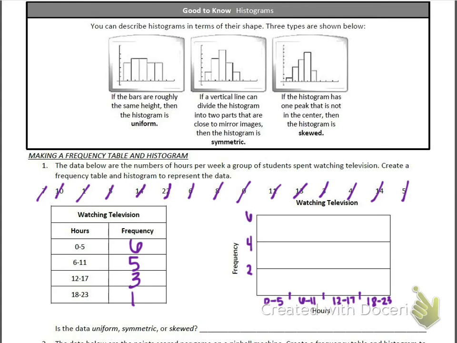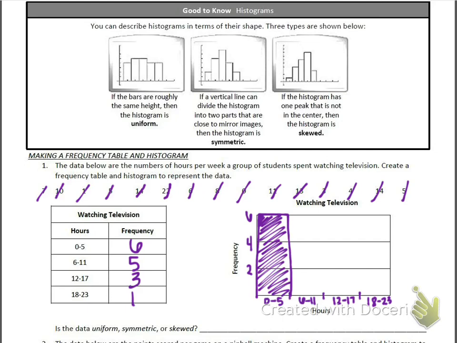I think on both of the ones I give you like the lines. But when you're making your own, you're going to have to come up with your own. Okay? So on the 0 to 5, we had 6. So I'm going to draw a bar all the way to 6. Your coloring in does not have to be perfect.